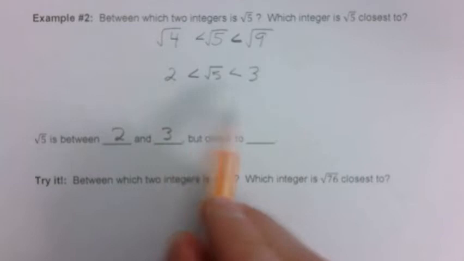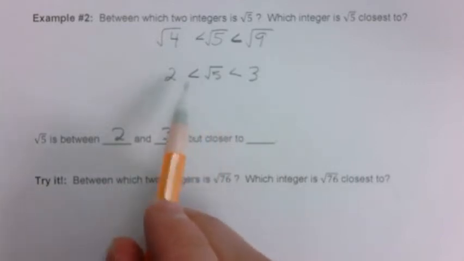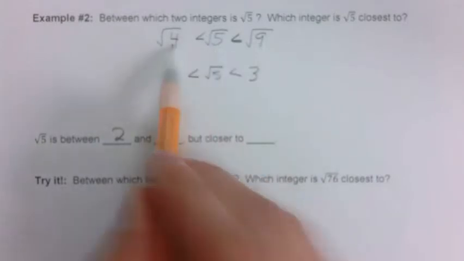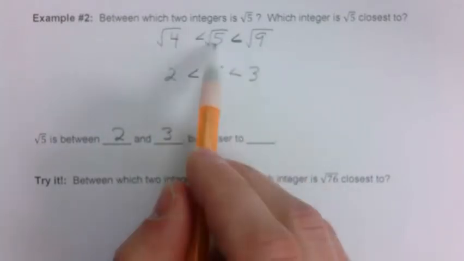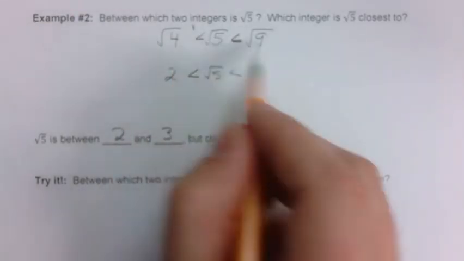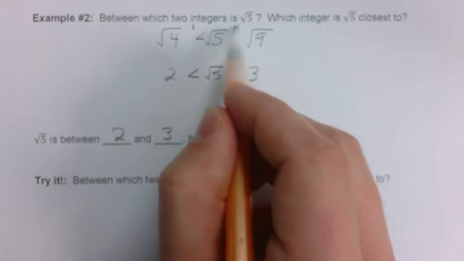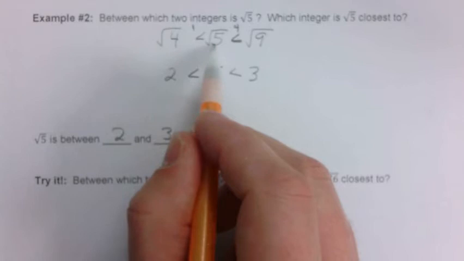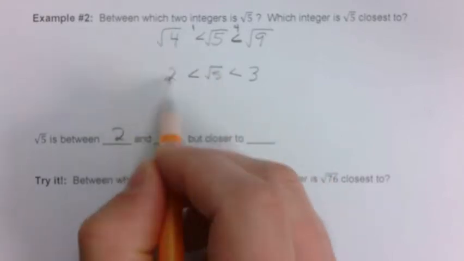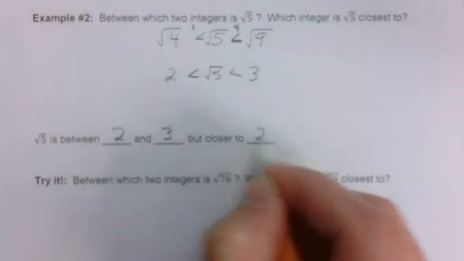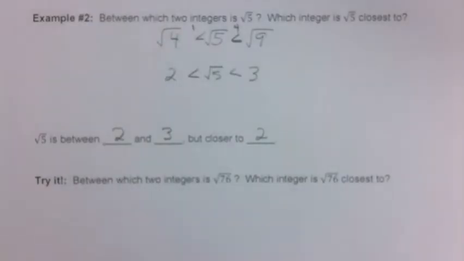Well, in order to answer that question, we're again going to look at the perfect squares of 4 and 9. Is 5 closer to 4 or closer to 9? Well, 5 is only 1 away from 4, but 5 is 4 away from 9. Therefore, 5 is closer to 4, so the square root of 5 is closer to the square root of 4, which is 2. The square root of 5 is between 2 and 3, but it's closer to 2. All right, let's try that again with a different example.